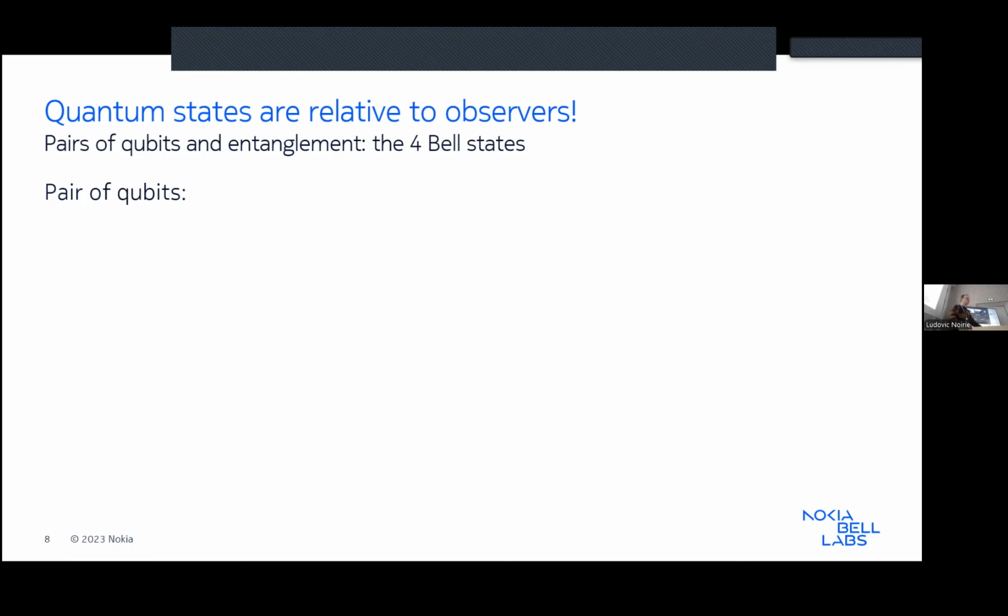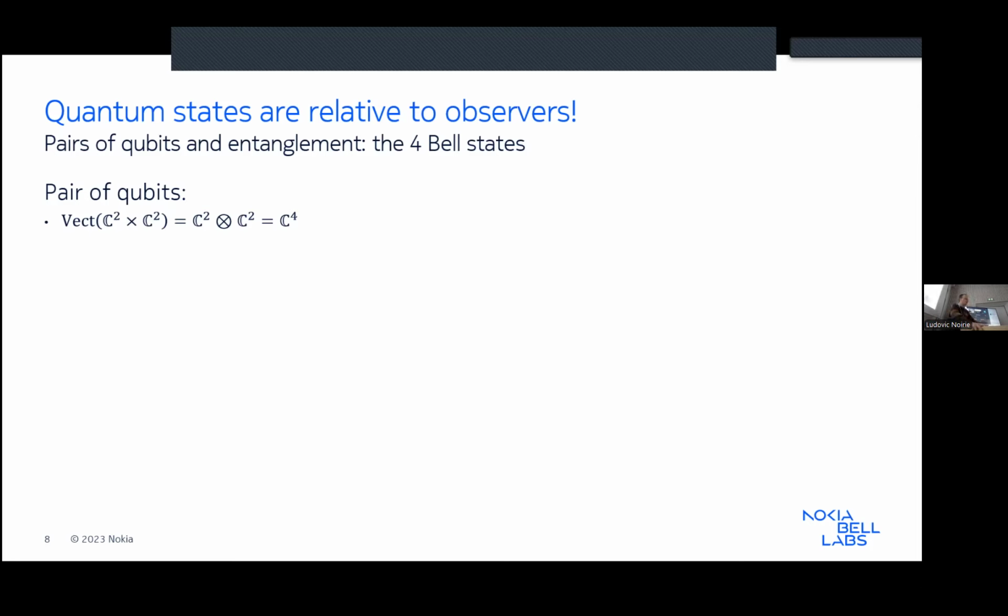Now we go to pair of qubits, the more interesting things to discuss. A pair of qubits can be seen as two qubits. In terms of representation of the pair of qubits in a Hilbert space in quantum physics, what you need is something that includes the Cartesian product, because we want to be able to model any independent pair of qubits, one qubit and the other qubit.